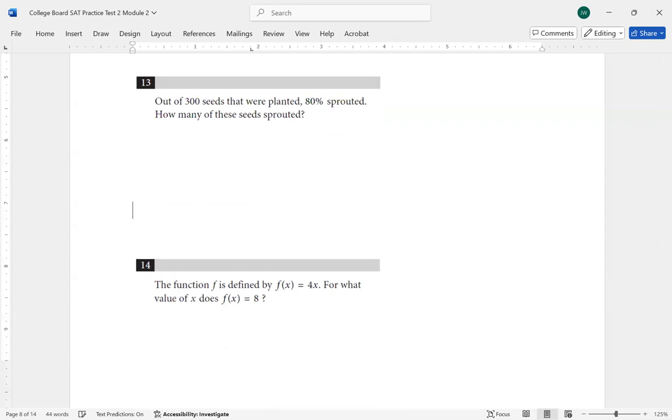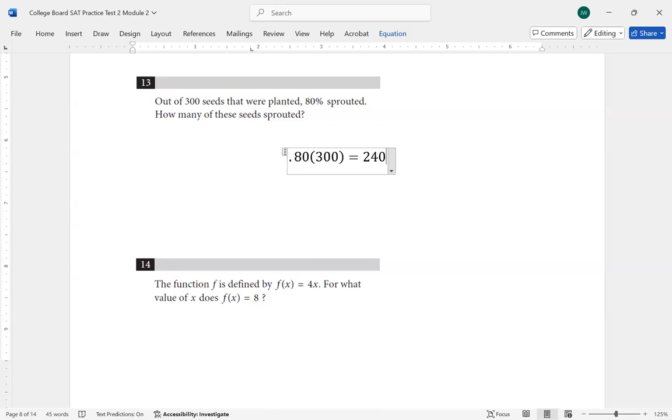Thirteen says out of 300 seeds that were planted, 80% sprouted. How many of these seeds sprouted? Well, if 80% of 300 seeds were sprouted, all we have to do is take 80%, 0.80, and multiply it times the number of seeds we have, which is obviously 300.